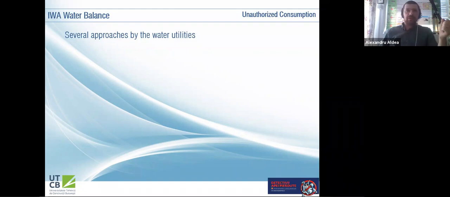Another part of technological consumption, at least in Romania, is when you have to use water in order to flush the pipes after a pipe burst or something like that.